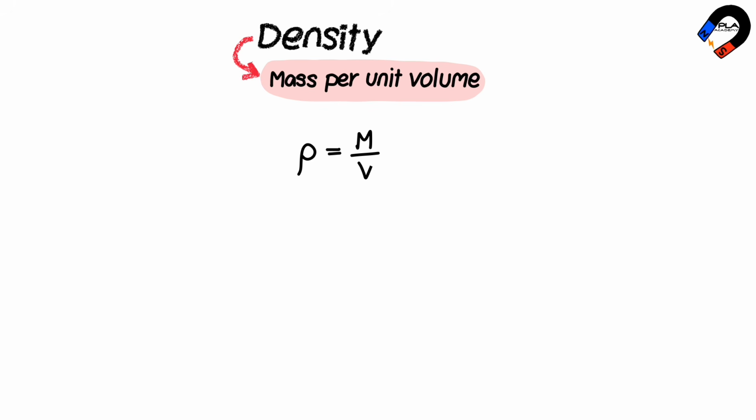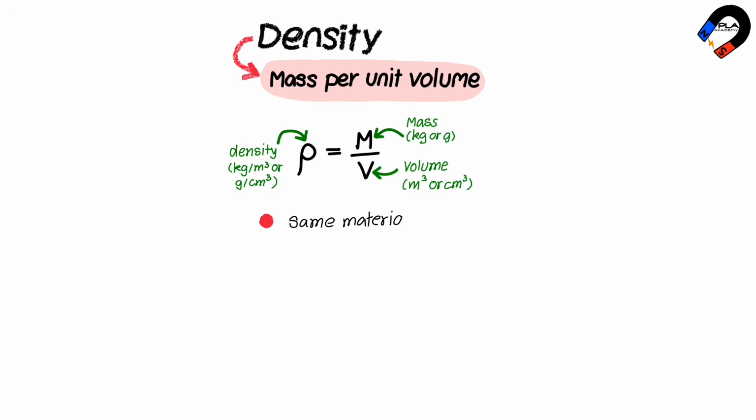Density. Density is defined as mass per unit volume. We can write the equation of density as ρ equals m divided by V, where ρ is density in kilograms per cubic meter or grams per cubic centimeter. m is mass in kilograms or grams. V is volume in cubic meters or cubic centimeters. Density is a specific value for each material, meaning that the same material will always have the same density.